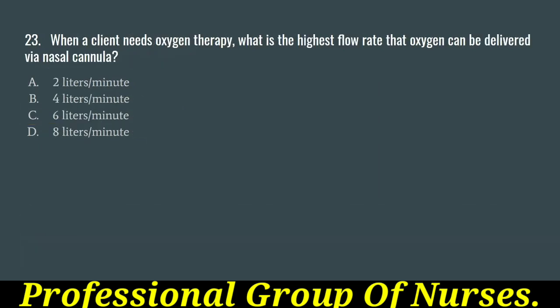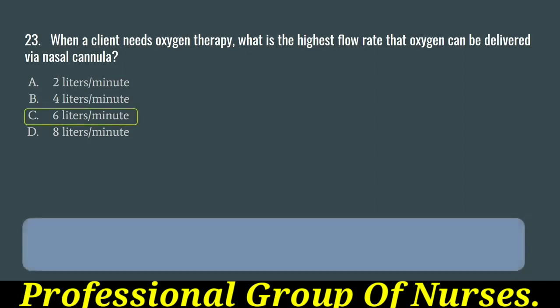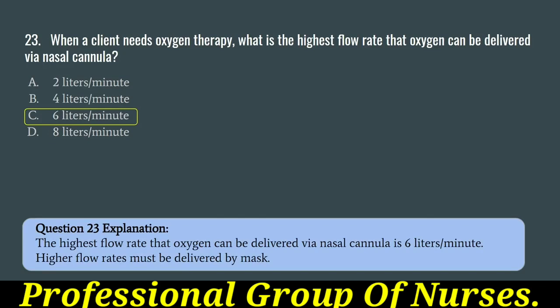Question 23. When a client needs oxygen therapy, what is the highest flow rate that oxygen can be delivered via nasal cannula? A. 2 liters a minute, B. 4 liters a minute, C. 6 liters a minute, D. 8 liters a minute. Answer: C. 6 liters a minute. Explanation: The highest flow rate that oxygen can be delivered via nasal cannula is 6 liters a minute. Higher flow rates must be delivered by mask.